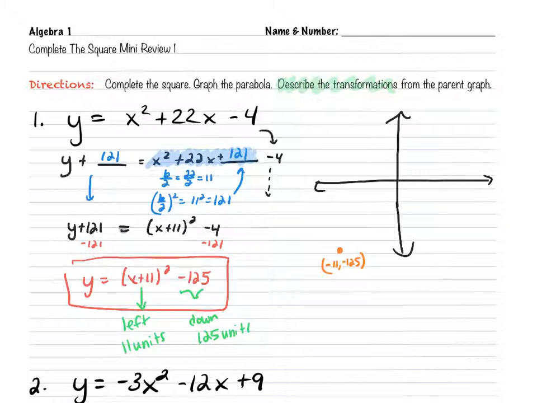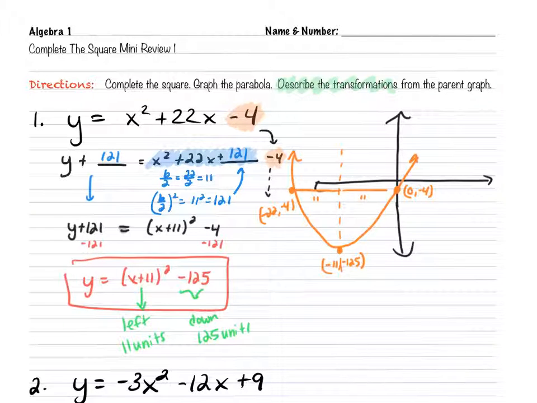The next thing I'm going to graph is the y-intercept. And remember, the y-intercept is that c value in standard form. It's that number that we've moved over and dealt with at the end. So our y-intercept is 0, negative 4. And then if I know where the y-intercept is and I know where the vertex is, I can always find its partner to the y-intercept. So like this one here is 11 units away from the axis of symmetry. So if I go 11 units on the other side of that, that would bring me to the point negative 22, negative 4. And those are the 3 points that I need to graph my parabola, and I am done.